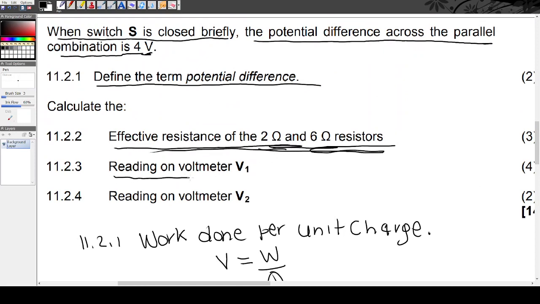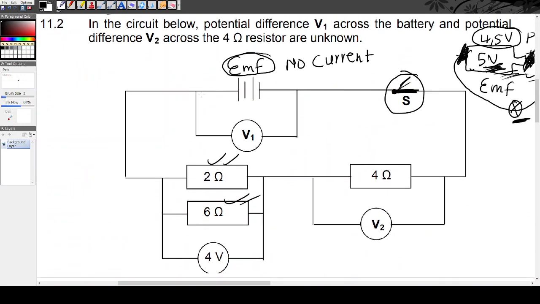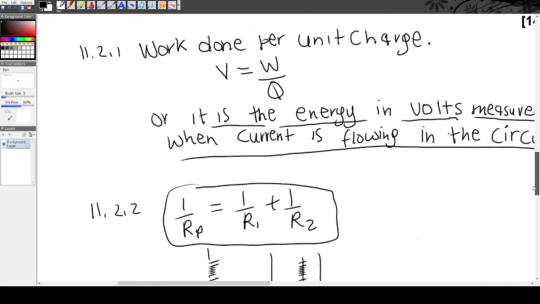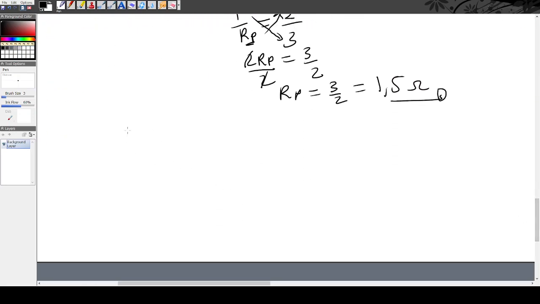So let's find the reading on V1, meaning voltmeter number 1. Where is voltmeter number 1? Voltmeter number 1 is the total voltage of the battery. What is the potential difference across the battery? Meaning V1 is the total voltage of the circuit. Well, according to Ohm's law, we use Ohm's law to find that part. 11.2.3, yes, that's V1.